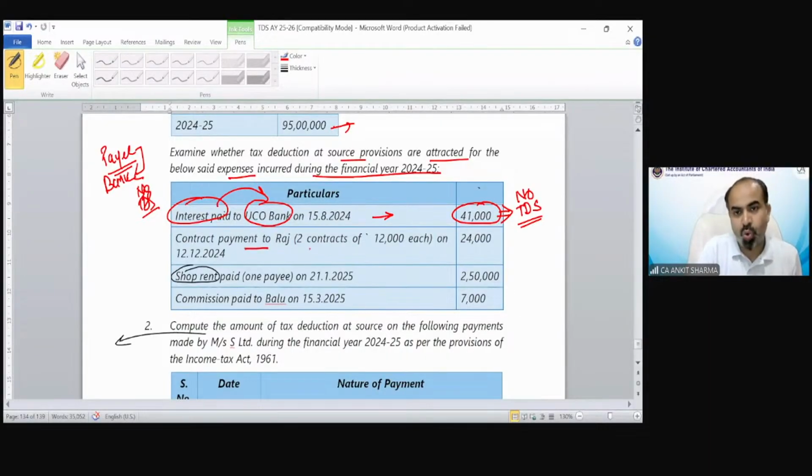Okay, now second is contract payment to Raj. Two contracts of 12,000 each on 12/12/2024. So this is regarding work contract under section 194C. Whether TDS is required to be deducted or not. It's a very simple question, of course. Somesh Singh is saying no. Why no, Somesh? What is the reason? Because the provision says an individual contract should exceed 30,000 and in aggregate it should exceed 1 lakh rupees. Neither is it exceeding 30,000 for an individual contract nor 1 lakh rupees in aggregate in this case. So there would not be any TDS liability.